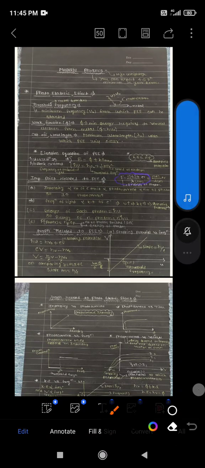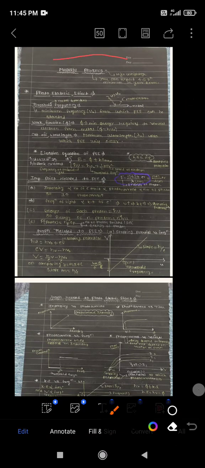Hello aspirant, today we revise modern physics in less time. It is a high weighted chapter and you can expect 4 to 5 questions in your NEET exam.